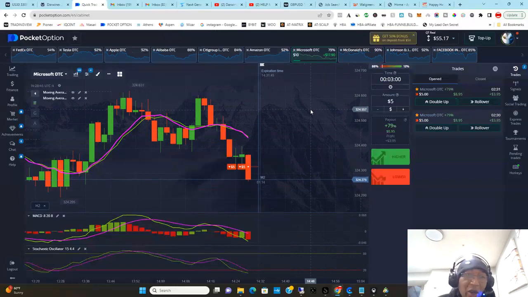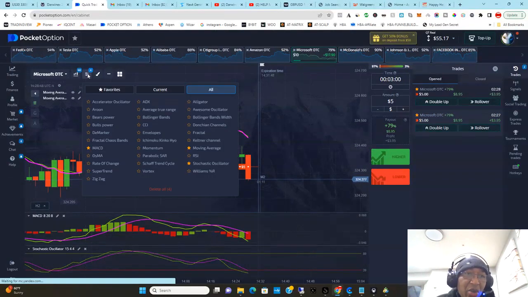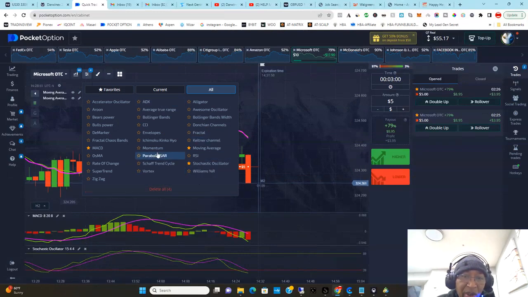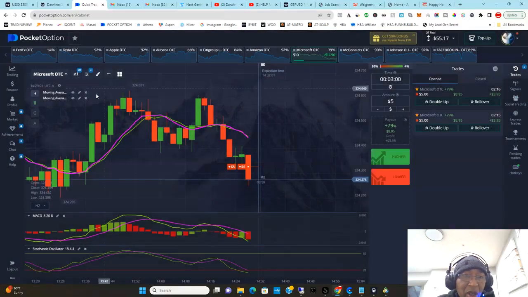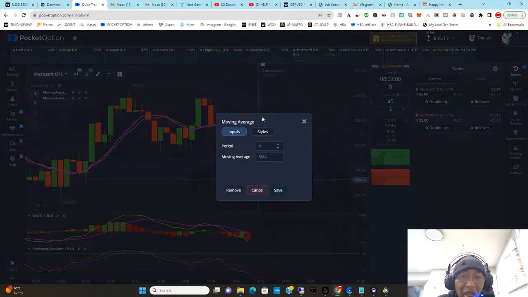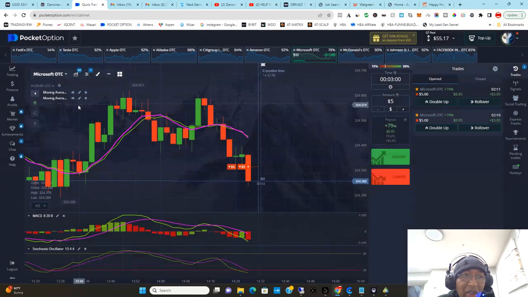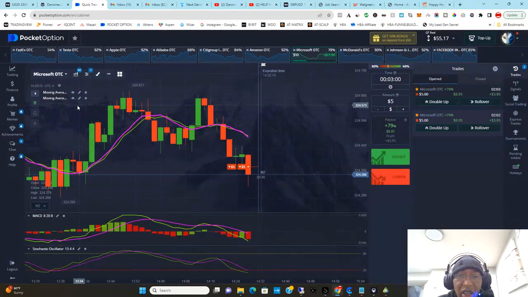Okay. So how do you get these indicators? You go to this doohickey here, and you can find the moving average right here somewhere. Let's see. Here it is. You click this twice. So you have these two here, and then you put 10 on one of them. And the other one is period 9. So 10 and 9. Okay, guys, 10 and 9. And when they cross each other like that, facing down, it signifies a downward trend.